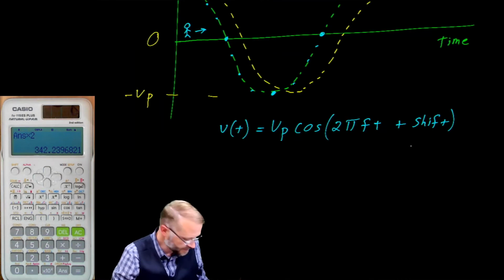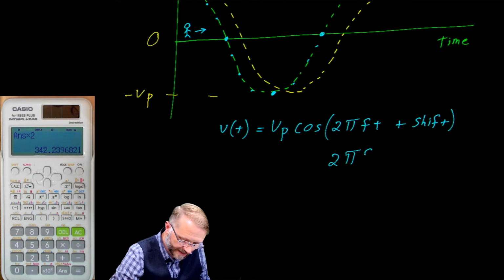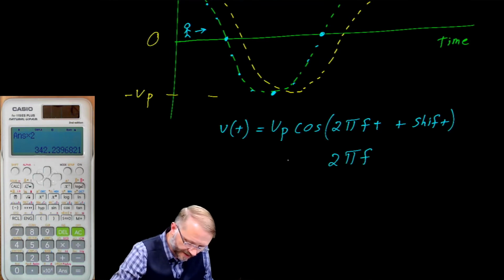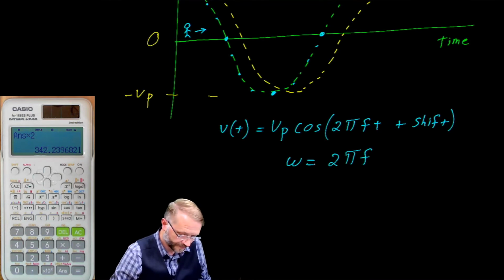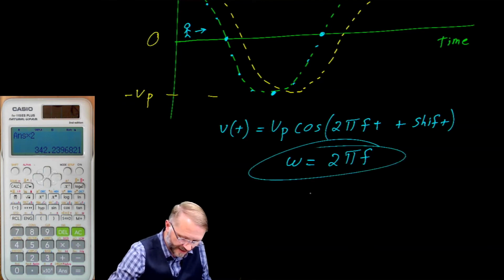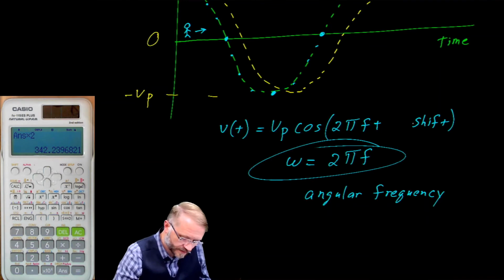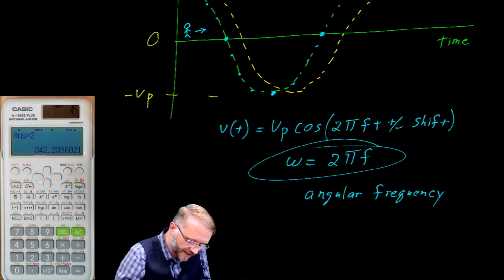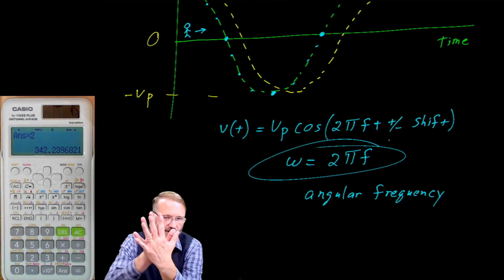A few more terms while we're here. This thing called 2 pi f is occasionally called omega, and we refer to that as the angular frequency. Technically, this should have been plus or minus a phase shift because you can shift either way.